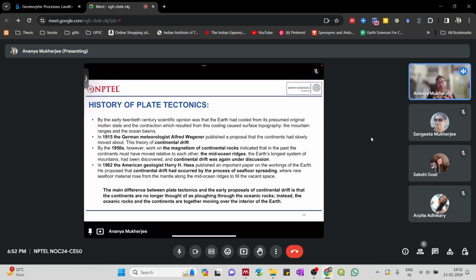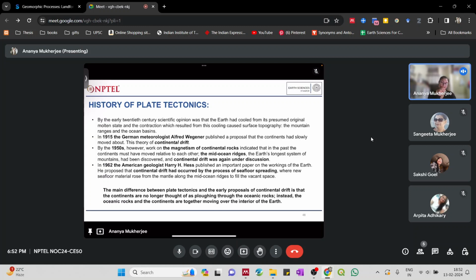What that gave rise to was the understanding that these continents were together, but they moved away from each other, either towards each other or past each other. So, these were the findings that were slowly coming out. And then continental drift was again pulled back into the discussion, and people started correlating some of the aspects of the continental drift with the magnetism and the magnetic characteristics of the rocks.